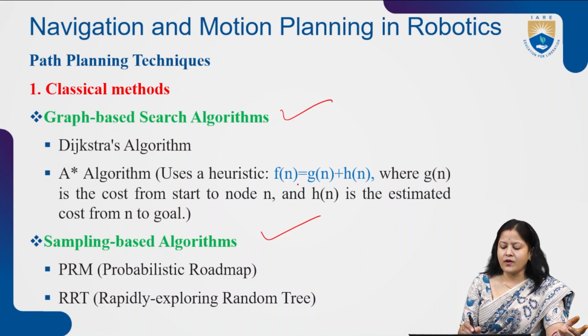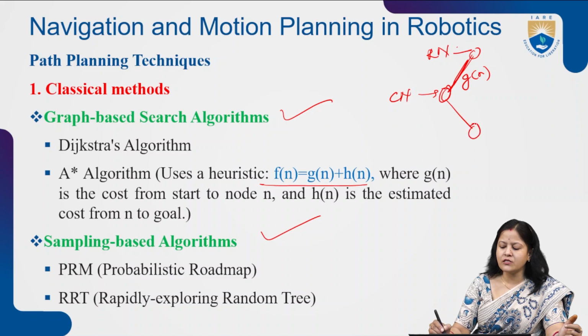In A-star, one of the functions we use to find out the cost of a particular node is represented as f of n is equal to g of n plus h of n, where g of n is nothing but the distance from the root node to the current node. Suppose this is the current node and this is the root node, then this distance is denoted as g of n. Whereas from the current node to the destination node, that is called h of n.